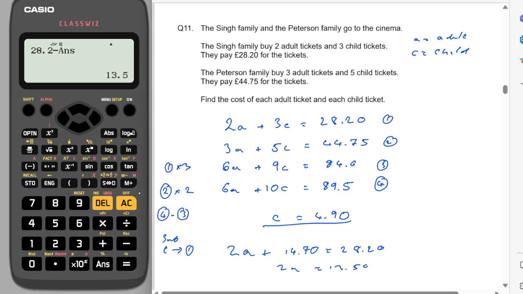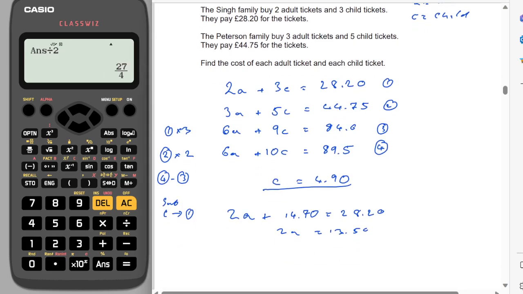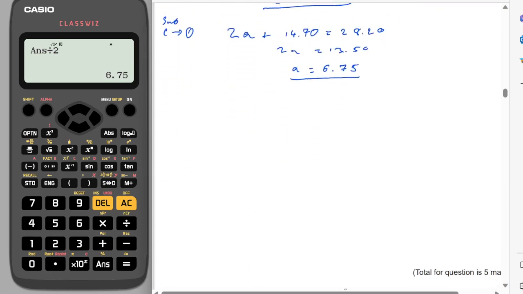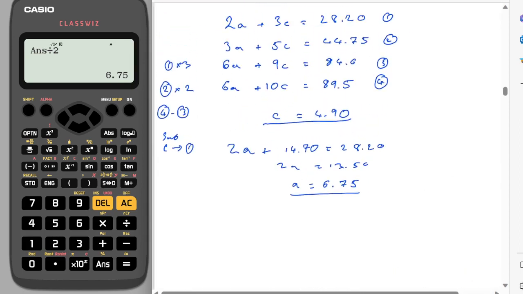£13.50. So I'm going to divide both sides by 2 now to find the cost of an adult's ticket as £6.75. Right, now that I've got my value for A and my value for C, 5 marks available for this question, I'm going to do a real quick check. It's not needed, but it's always a good idea to just give yourself a bit of confidence.